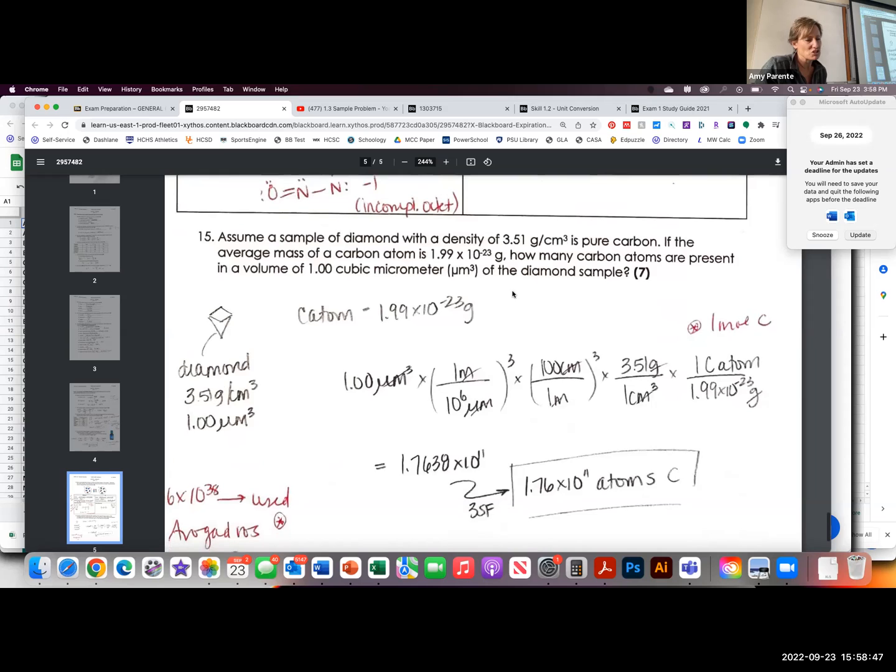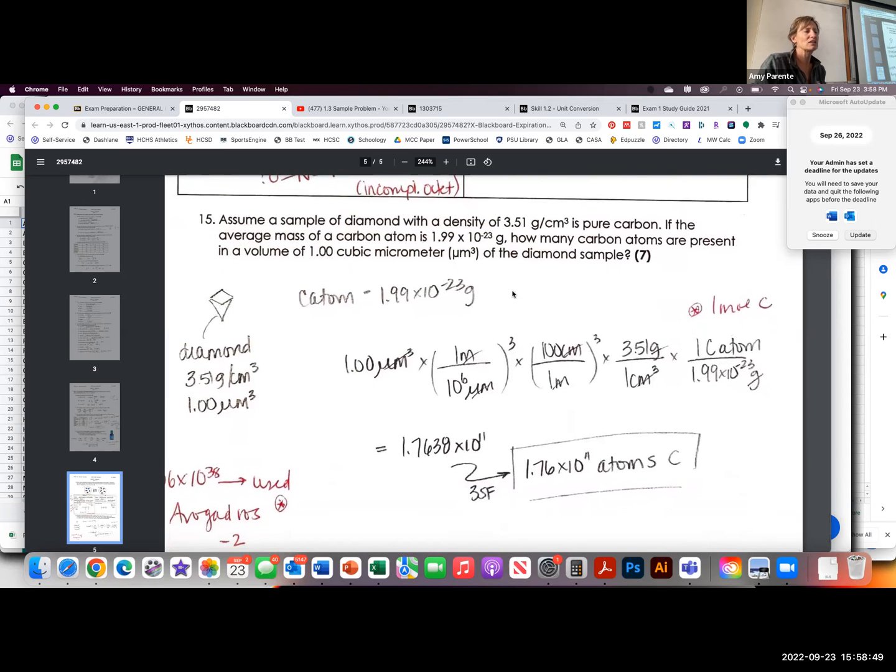And this problem is one of these unit conversion problems that requires you to be a little bit creative. So this says we've got a sample of a diamond and we give the density of the diamond and it's pure carbon. So if the average mass of a carbon atom is this, how many carbon atoms are present? Initially the question is asking how many. You should be thinking, I've got to use Avogadro's number, right? If you have something that asks the question, how many, you've got to be using Avogadro's number.